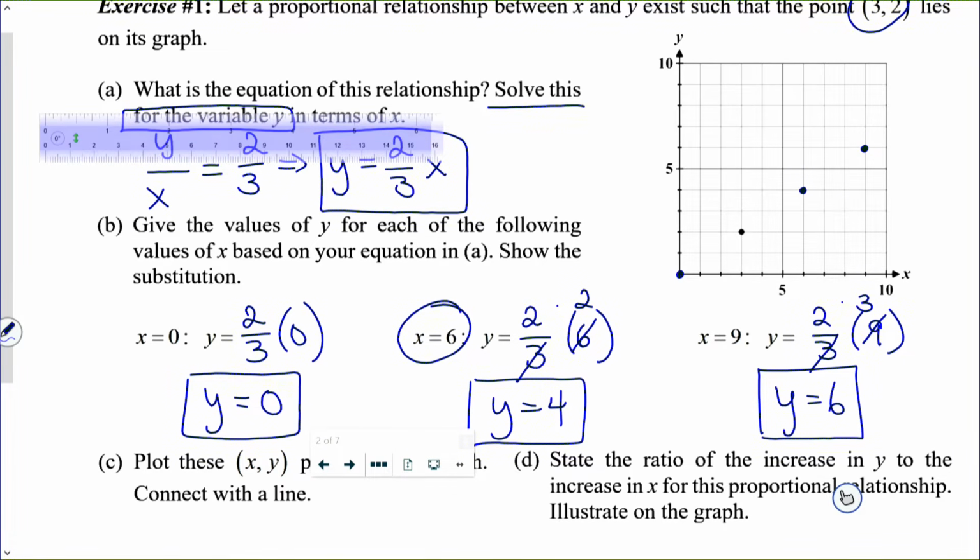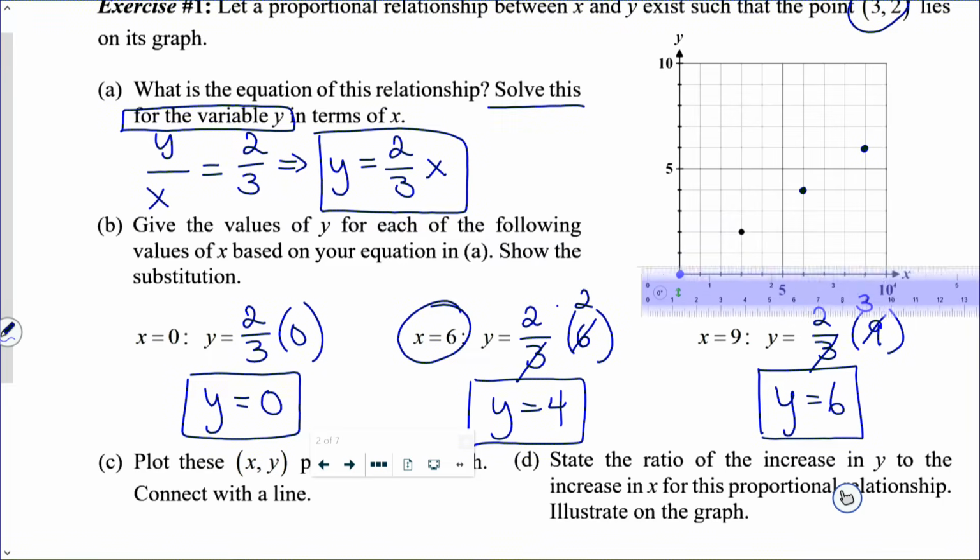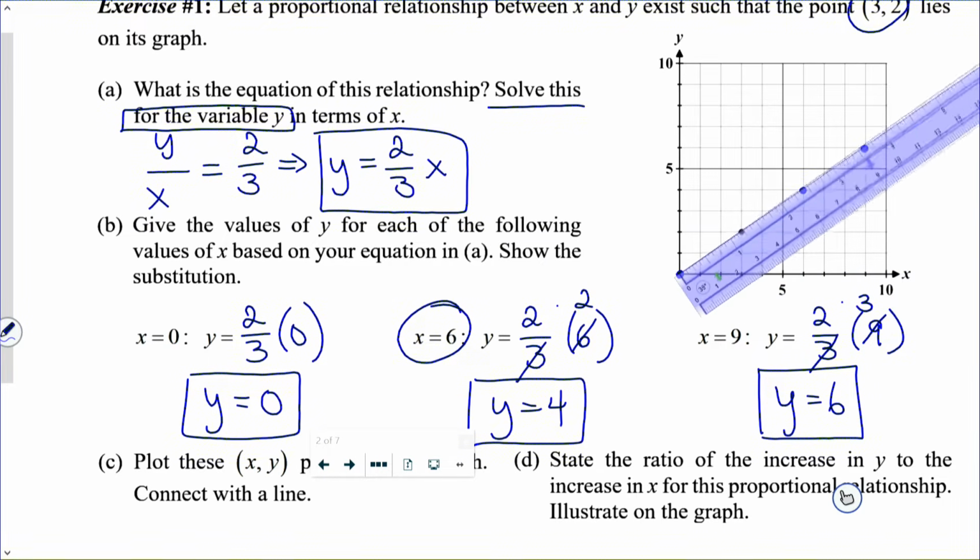Now, what we're going to see in this situation is that all of these points lie on a nice straight line.